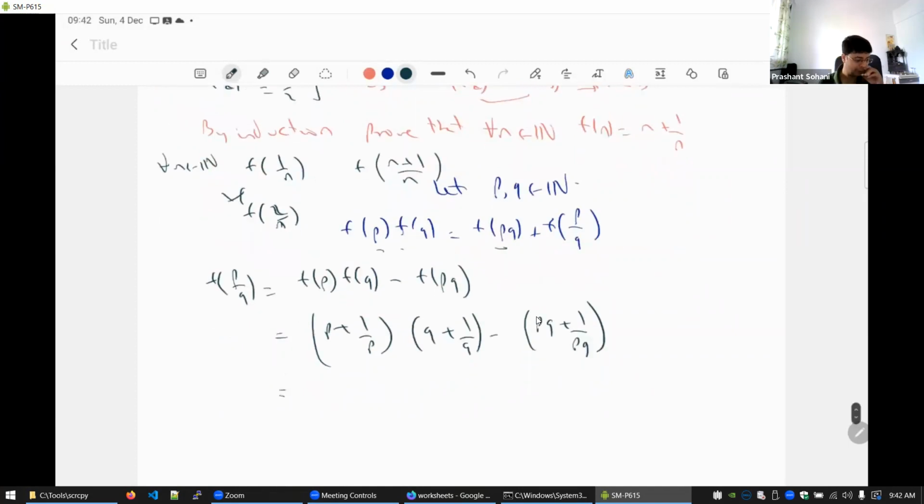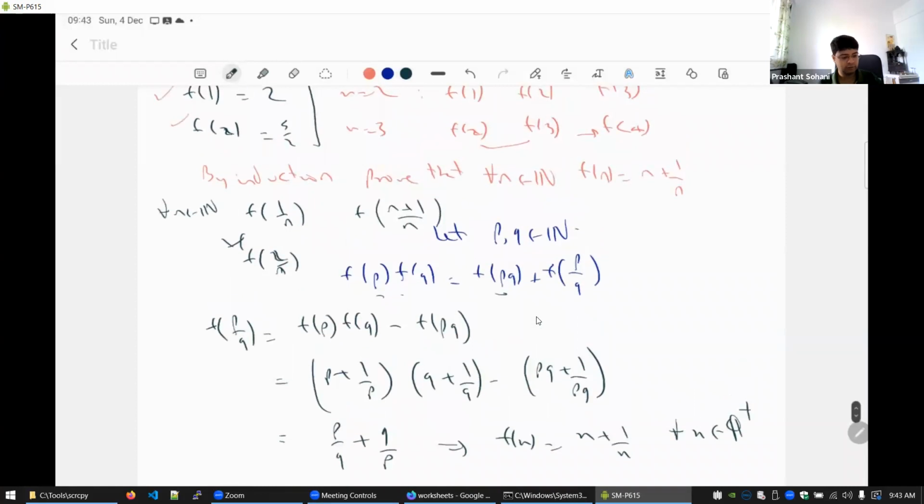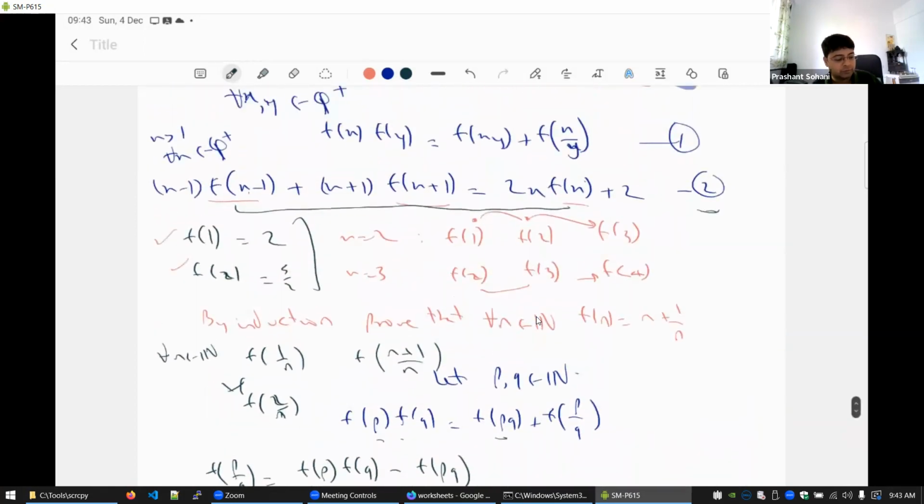Okay. So if you just open this out and rearrange, you will see that basically everything gets cancelled and I'll be left with p by q plus q by p. So which implies that f of p by q is equal to, I mean, this also satisfies the same relation. f of x is equal to x plus 1 by x for all positive rationals. Okay, I hope everybody is following this, that how going from natural numbers to all the rational numbers was just one step by substituting in the equation 1.